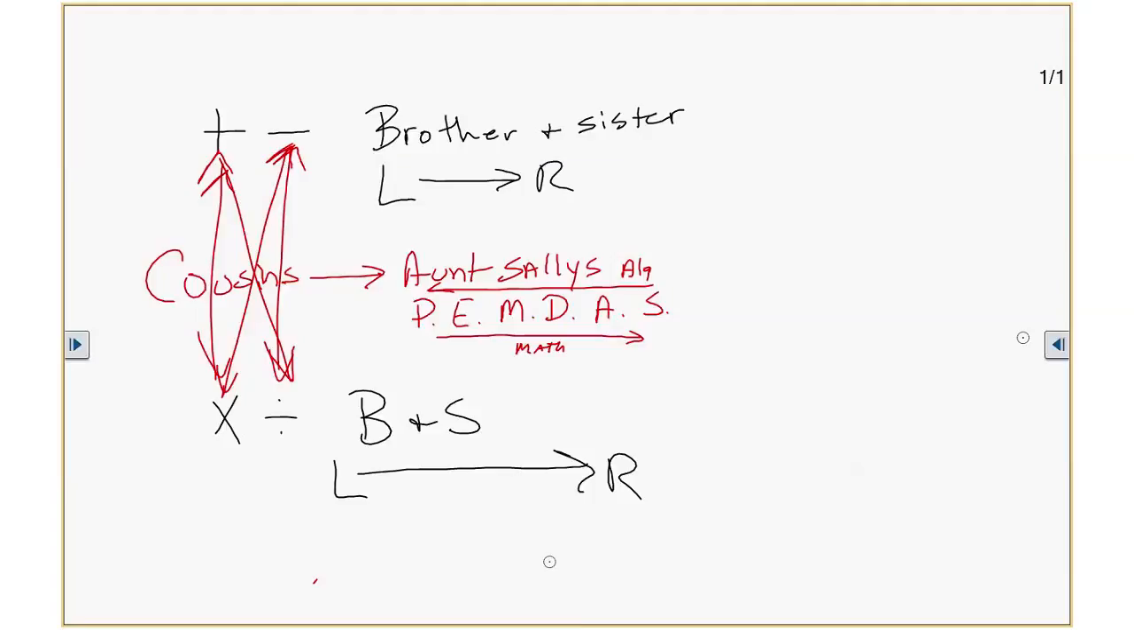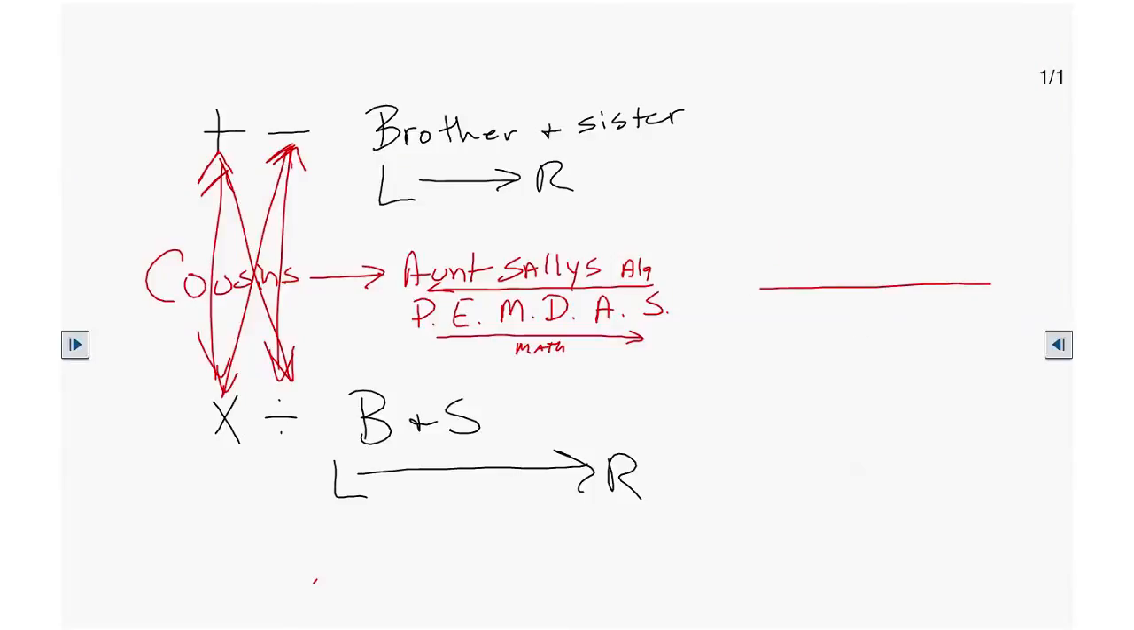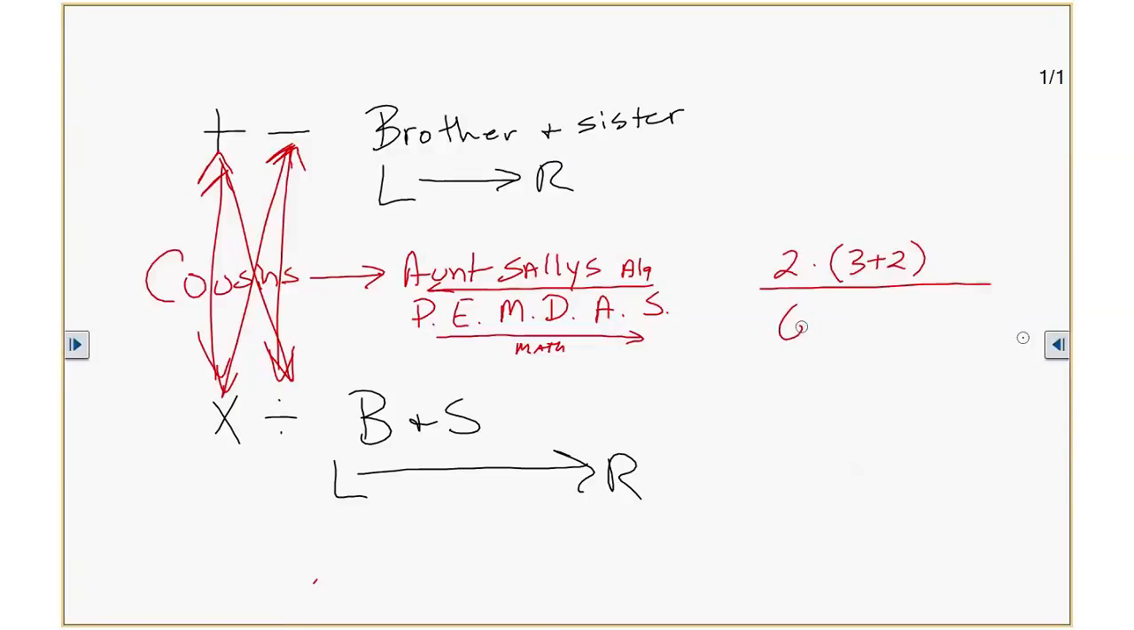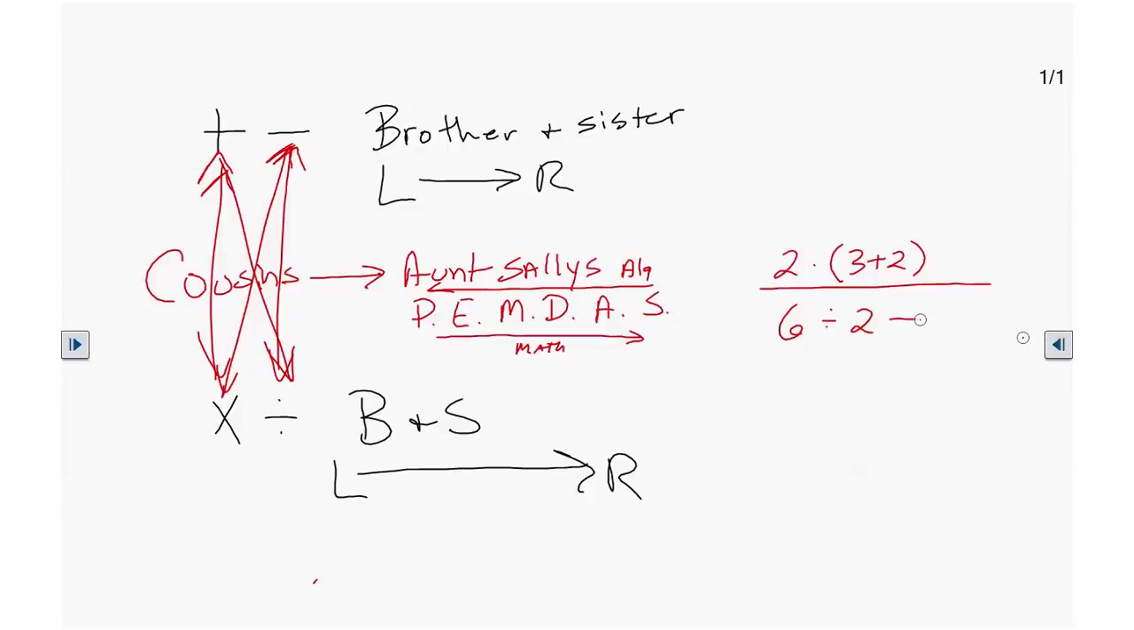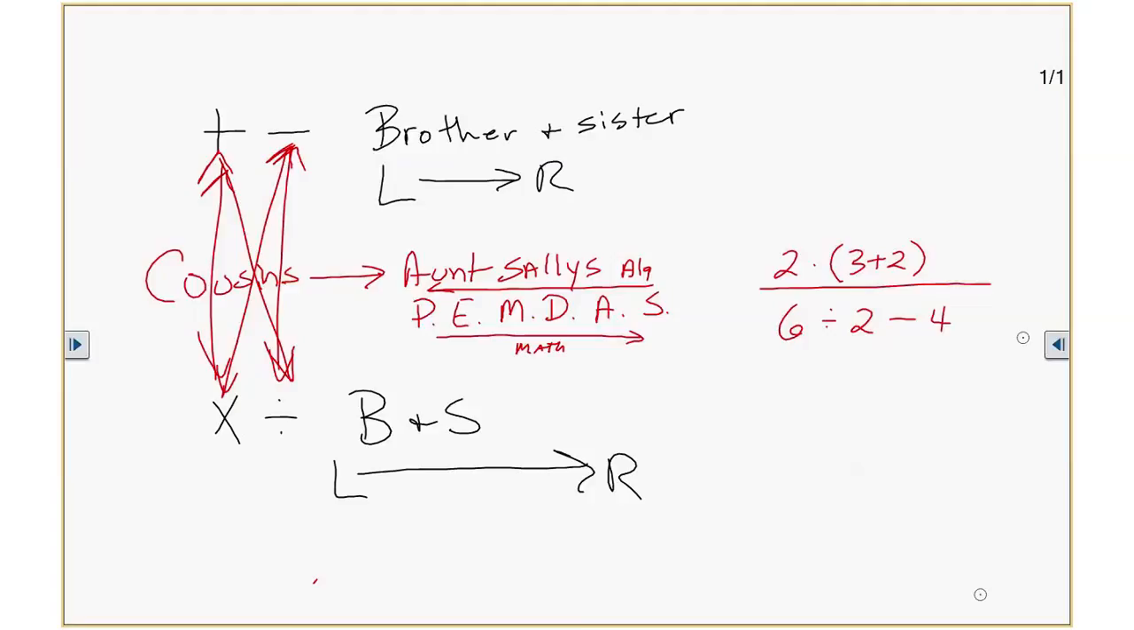So we went over that last week or the week before. We went over homework questions, and there were some homework questions in there that look like this: 2 times 3 plus 2 over 6 divided by 2 minus 4. Something like that. And those are the ones that are supposed to be in this section. So whoever made the homework up for the course, you must have messed up. But that's order of operations.